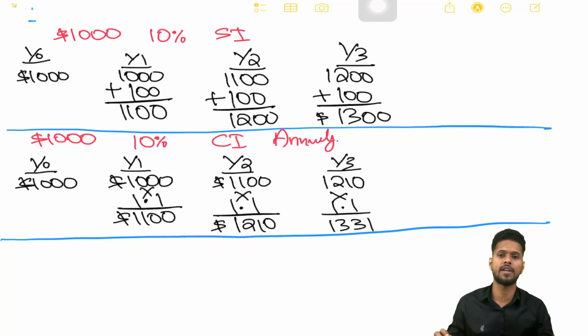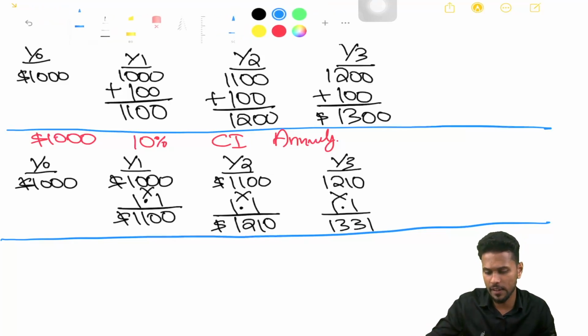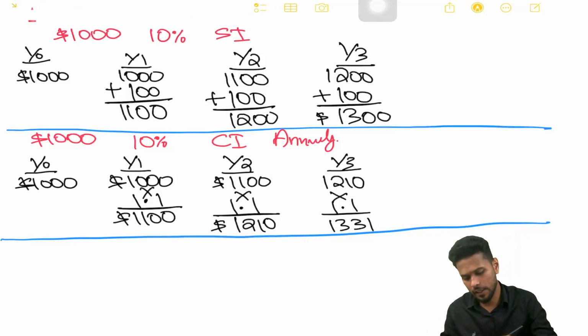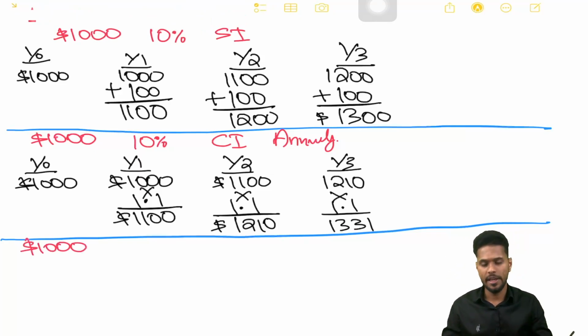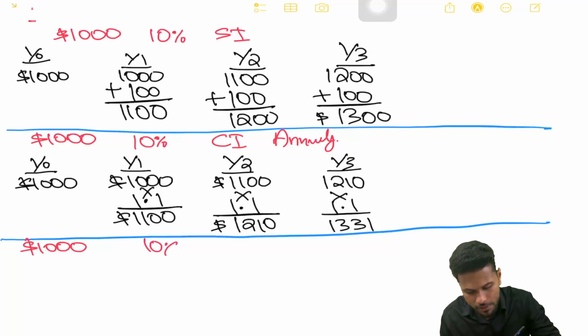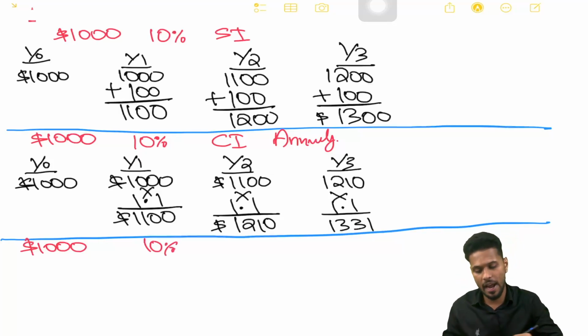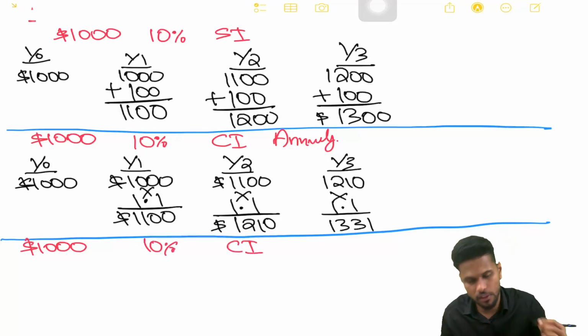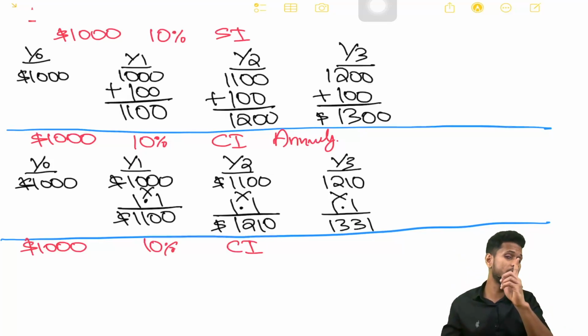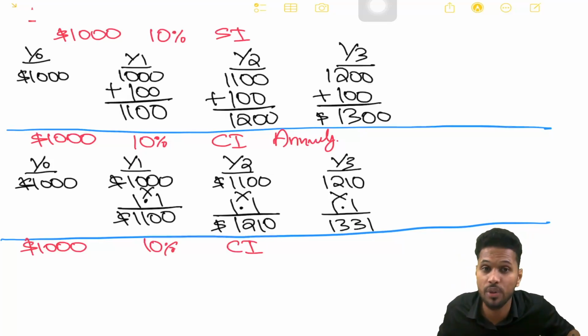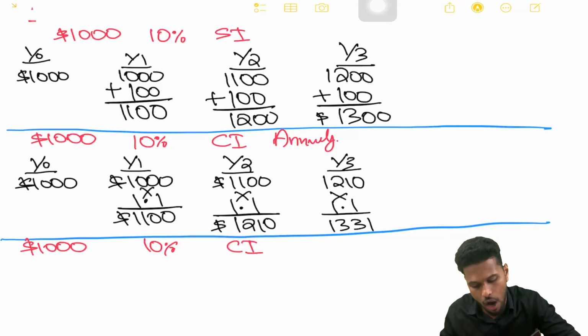All of you listen to the class very well. Next, I'm giving you another example. It's a case where you are depositing $1,000 in a bank. That bank gives 10% interest, no difference. And the interest is compounded interest. But the only difference is that instead of compounding annually, here the compounding is done half yearly.